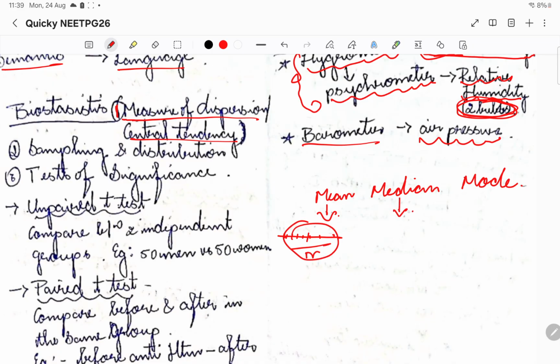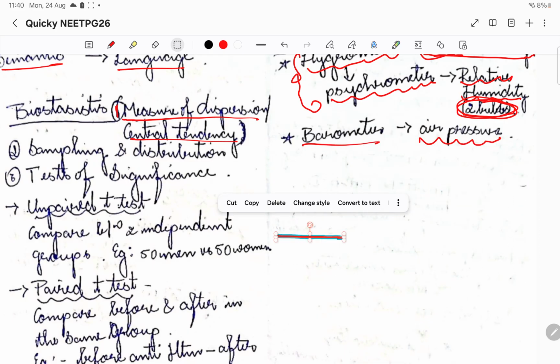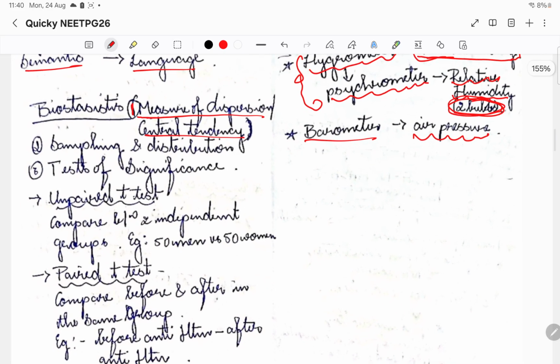Then the median is the middlemost value. If 4 5 6 is there here, the median is 5. In that way, mode is here only. See, if 4 4 5 6 7 is there, the repeated value is 4, right? So that is mode. That's it. With respect to central tendency or measure of dispersion, the central tendency is all there. So they'll ask you some easiest questions only.